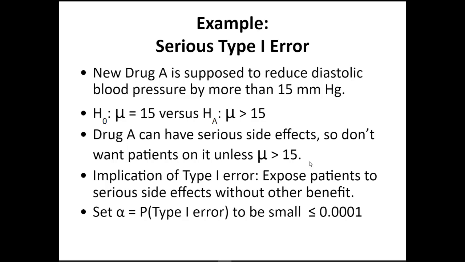So in this situation, you want to set your alpha pretty small. You want to only be wrong approximately 1 out of every 10,000 trials. So because it's so serious, because it's affecting someone's life, you want the percentage of error to be very, very small. So you're going to need a whole lot of evidence in order to reject the null hypothesis in this situation.